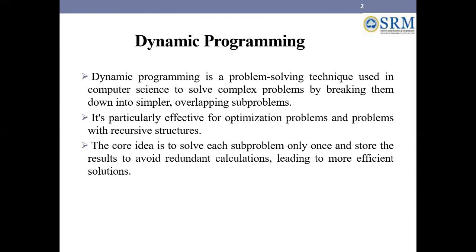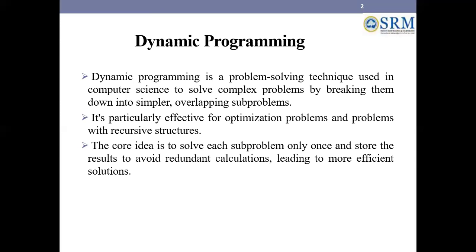Overlapping subproblem means that the subproblem occurred more than once. We can use the dynamic programming concept. If the subproblem occurred more than once, the problem can be solved once and the result is stored in a table that can be reused whenever the same subproblem occurs in the solution space.